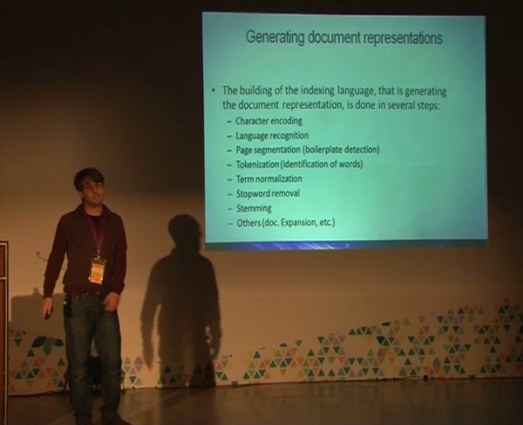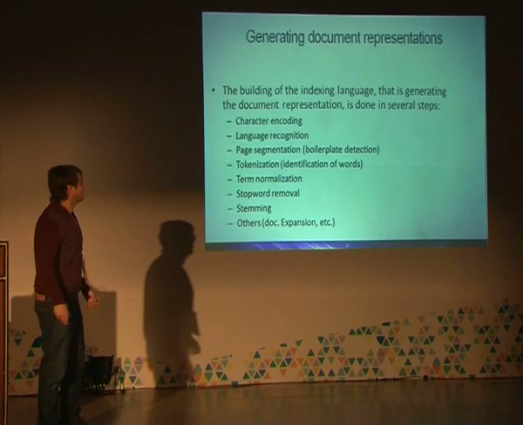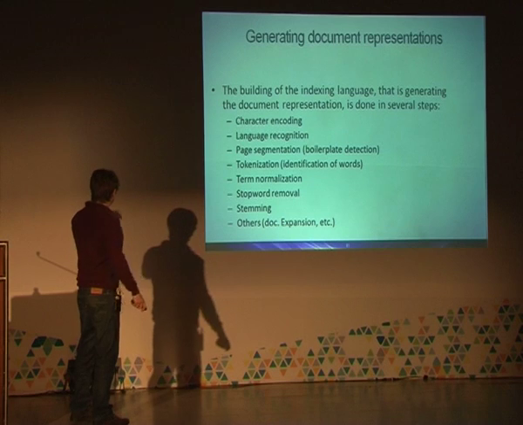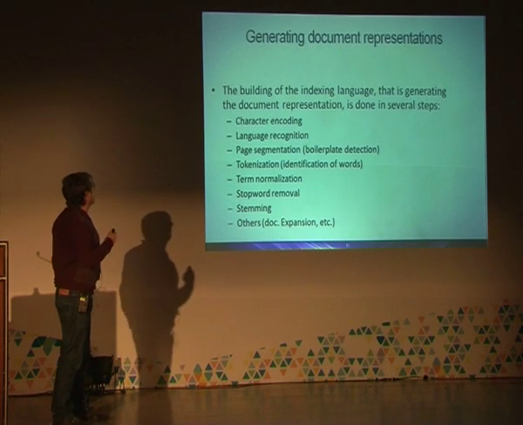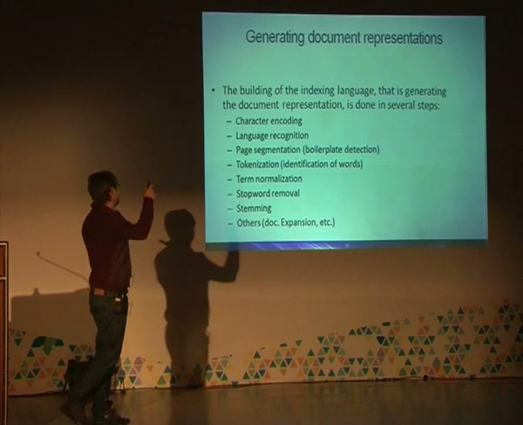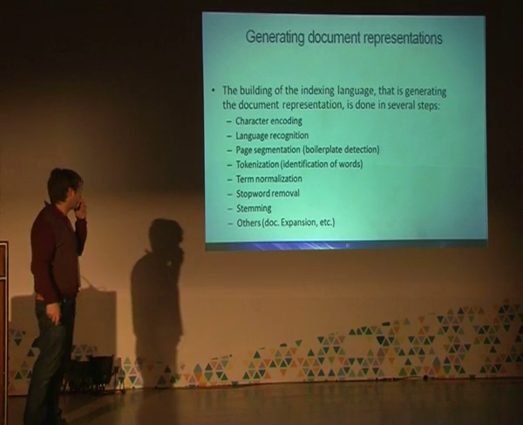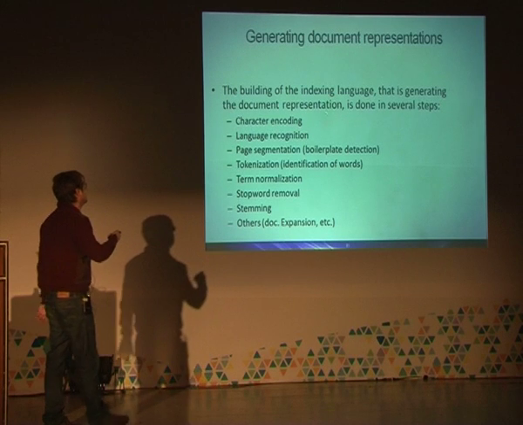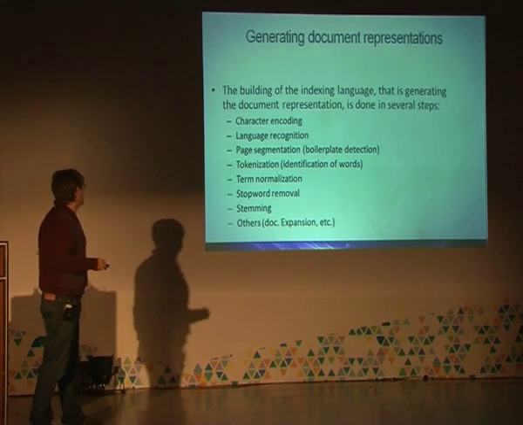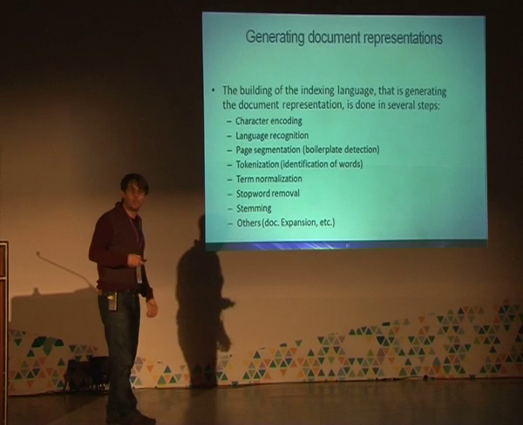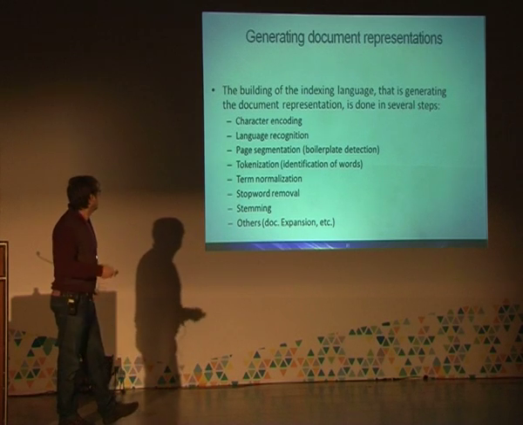Then how you generate this representation. So this is not easy. Right? So how you build the indexing language has several steps. I think we'll go through some of them until we get bored. But first, you have to detect what is the char encoding of the page. Maybe you need to tell what language the page is written in.